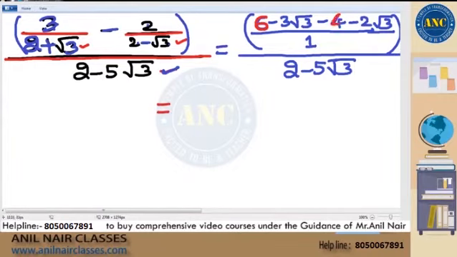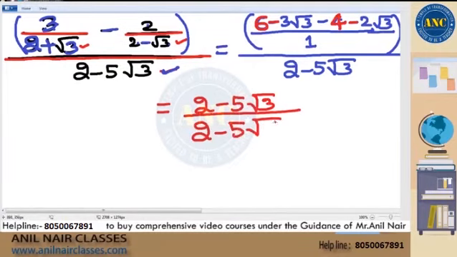6 minus 4 is nothing but 2. Minus 3 root 3 minus 2 root 3 is minus 5 root 3, by 1 is nothing but, I can eliminate that. Final answer is 2 minus 5 root 3. Cancelled. Answer is 1.